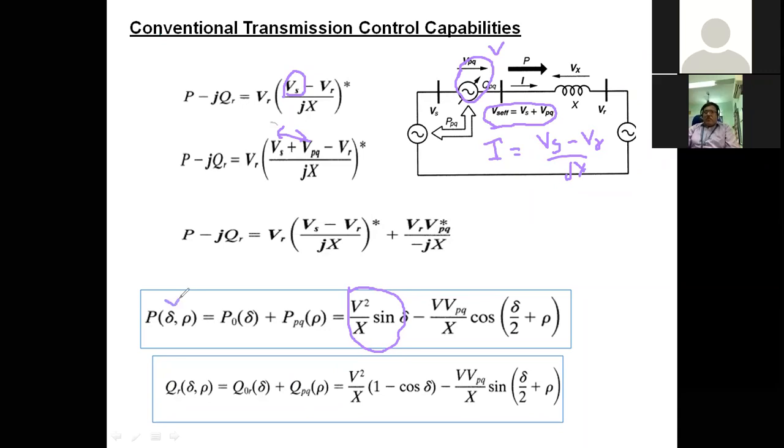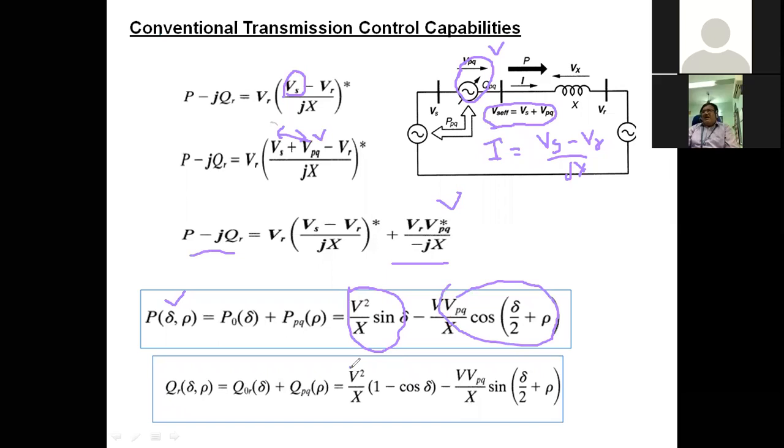Now we are considering the UPFC. With the UPFC, the only difference you get is the additional term, that is VPQ. Once you introduce the additional term, you get one more term, that is Vs into VPQ by jX. This is P minus jQ, you get as this one. Because of this additional one, you get this additional term.